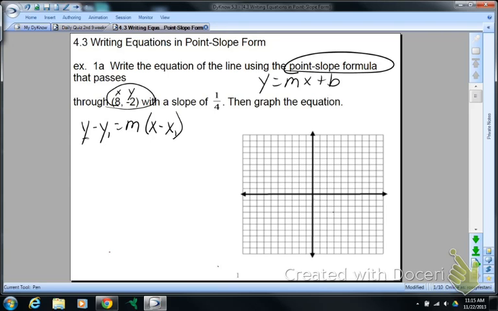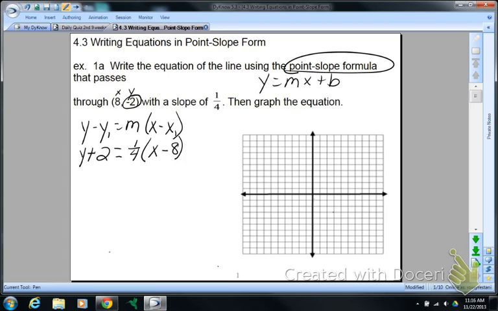Okay, so let's plug into this formula. That's y minus y sub 1, which is -2, so y minus a negative, which turns into plus 2, is equal to m, which is 1/4, times x minus x sub 1, which is 8. Now, the book just leaves it like that. That is in point-slope form. Well, I think that's kind of pointless to leave it like that. You need to simplify it all the way down.